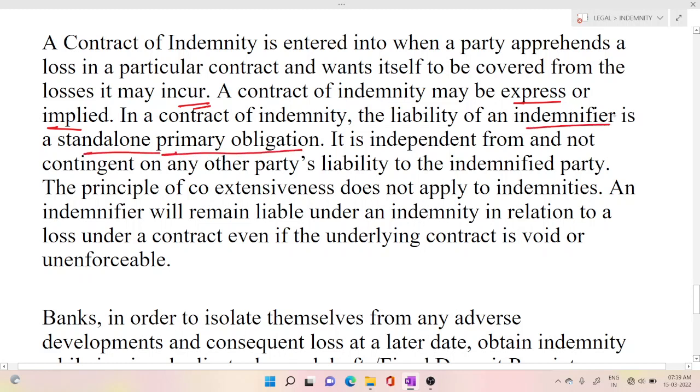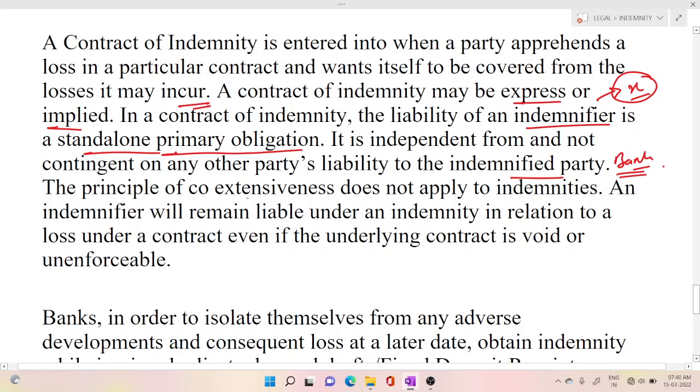Okay, in our example, who was the indemnifier? Customer. X was the indemnifier, that is, it is the primary obligation. Totally, whose responsibility will that liability be? That is the customer X. Okay, it is independent from and not contingent on any other party's liability to the indemnified party. Indemnified party is bank. Okay, it is not contingent on any other party or to the indemnified party, that is the bank.